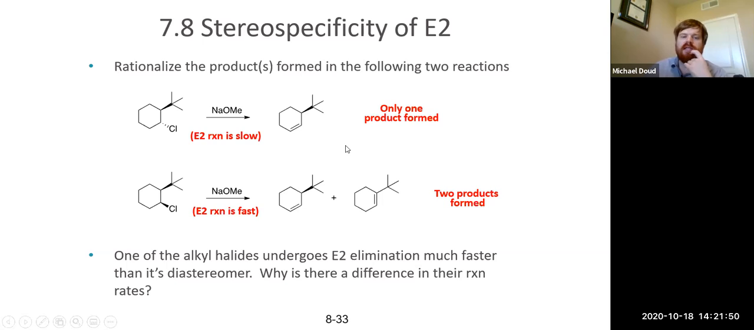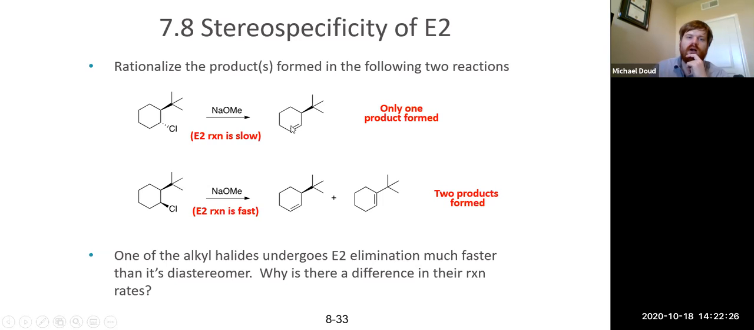So for example, let's take a look at this reaction here. Here we have basically a cyclohexane that's substituted with a tert-butyl group and a chlorine. And when you put in some sodium methoxide, you have a very slow E2 reaction. And those are kind of opposite one another, right? These are trans. And then here, these are cis on the cyclohexane, so they're on the same side. And here, the E2 reaction is fast.